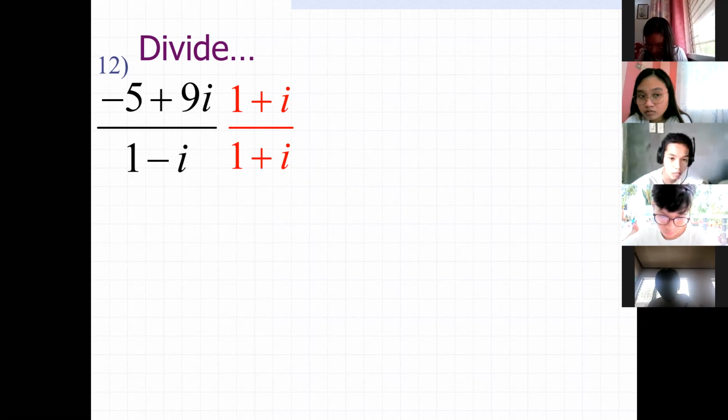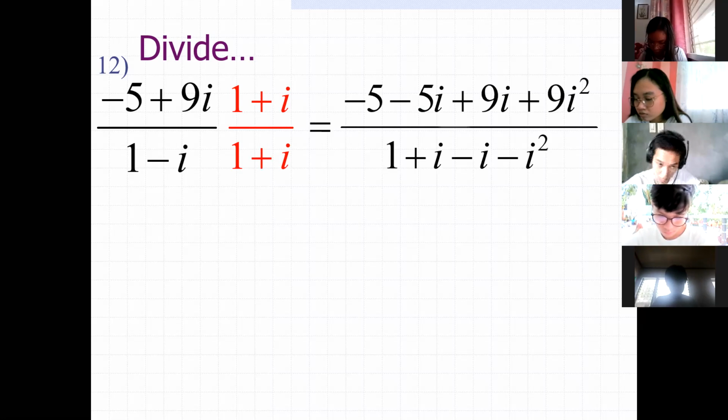For the numerator, you can just apply the FOIL method. For the denominator, you can also apply the FOIL method, or whatever you like, depending on what works best in the solution. When we apply FOIL to the numerator and the denominator, you end up with these values: negative 5, negative 5i, 9i, and 9i squared. For the denominator as well: 1 minus i plus i minus i squared.